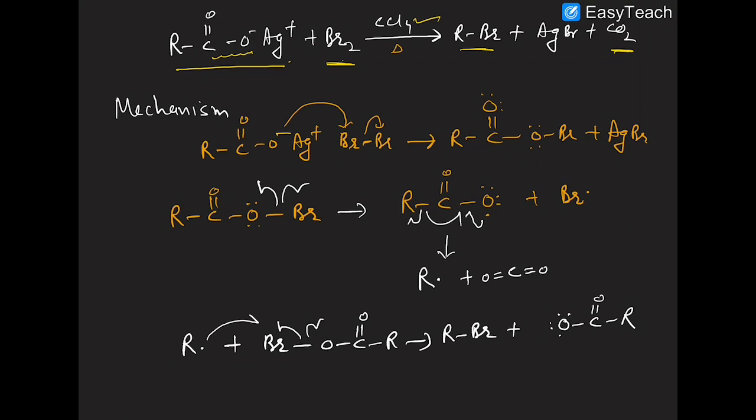The negative charge of this carboxylate salt will attack bromine to give you an O-Br bond. After that, in the presence of CCl4 and heat, what happens? This O-Br bond undergoes homolytic bond fission and free radicals are formed. After the formation of this free electron, this particular bond undergoes homolytic cleavage again, and CO2 is obtained, and along with that you have the formation of an alkyl free radical.